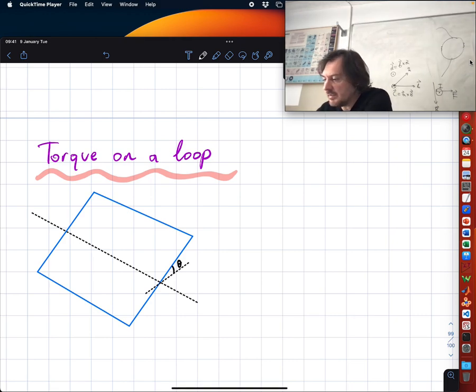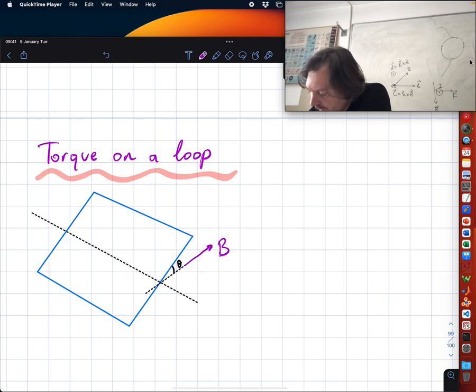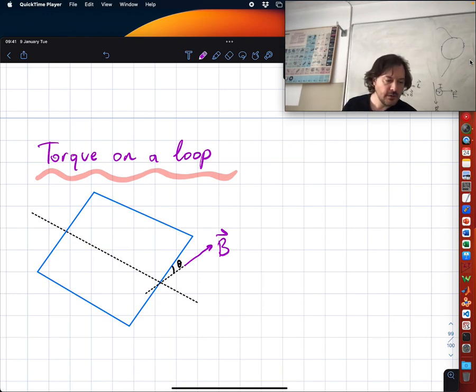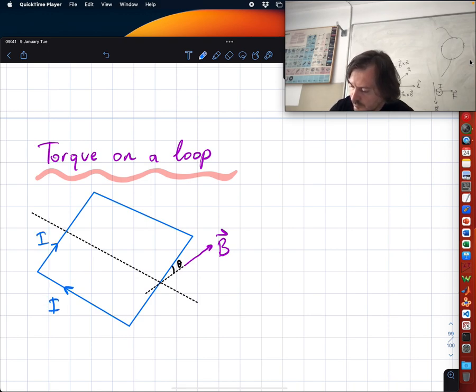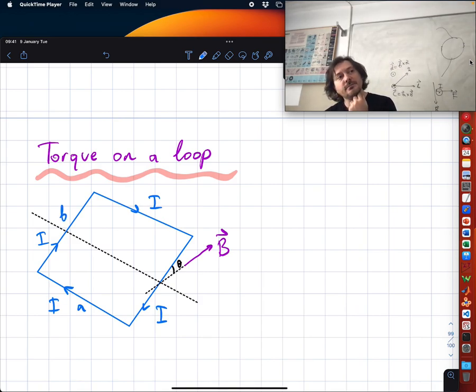And there is a magnetic field in that direction. Okay, this is the magnetic field. And finally, there is a current on this loop. This side of the loop is A, the other side of the loop is B. So far, did you miss anything? I hope you didn't.